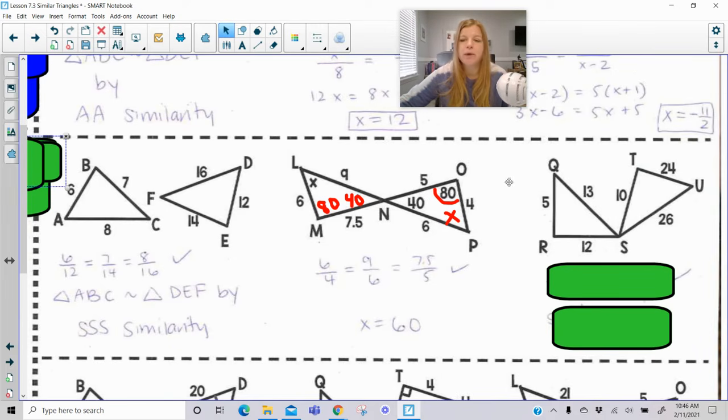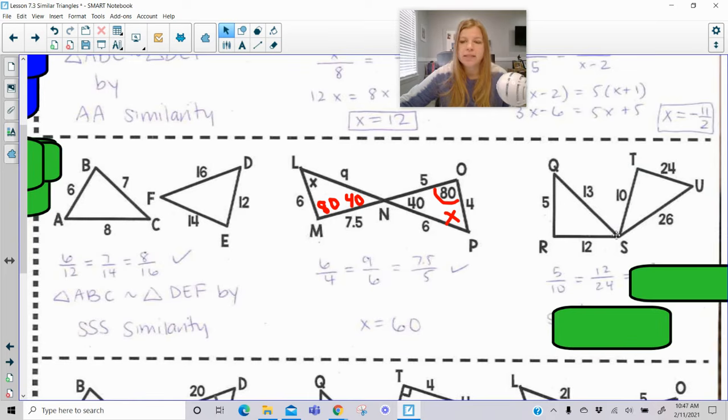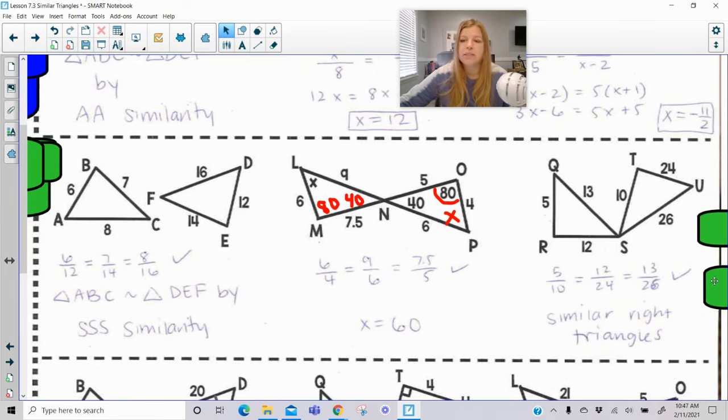And this last one, if I wanted to set up my proportions, so 5 would correspond with 10. 12 goes with 24. Again, the medium-sized side would go with the medium-sized side in that triangle. And then my longest length to the longest length. And those are definitely similar. And they are right triangles, okay? Those are Pythagorean triples of 5, 12, 13. This is actually just a multiple of that triple. So this is actually just a nice little right triangle.